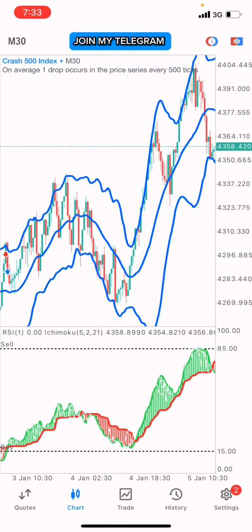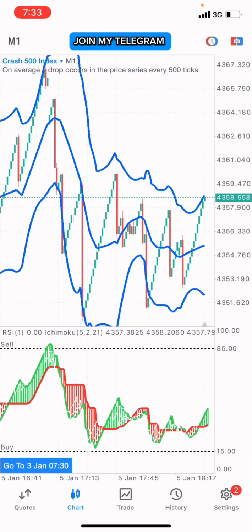Basically, this strategy works on the lower time frame, which is the 1 minute time frame. So we're using the 1 minute time frame to scalp the markets and catch the spike, taking advantage of small price movement. So we'll go back to the 1 minute time frame at this point.